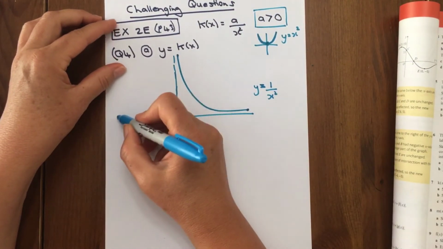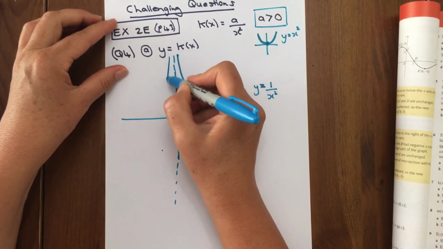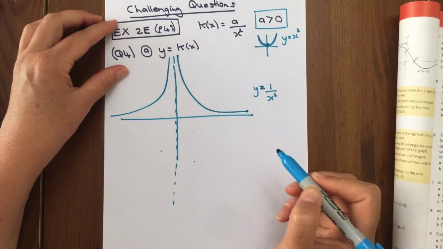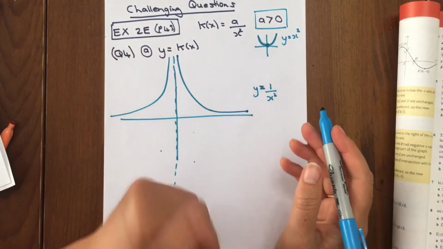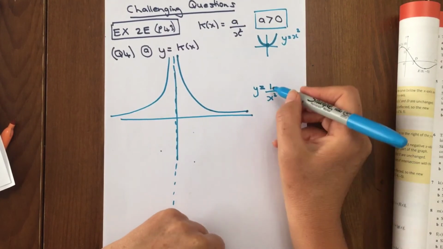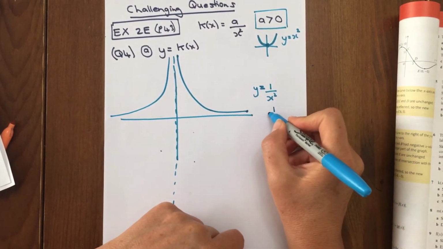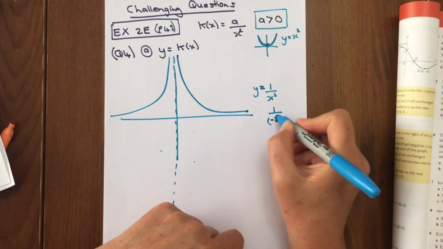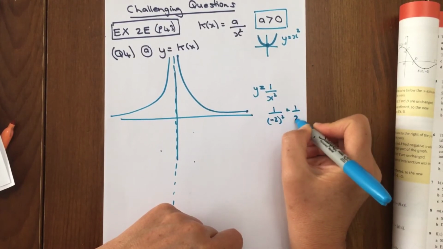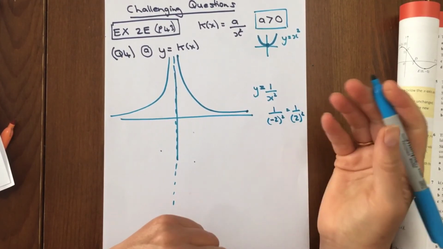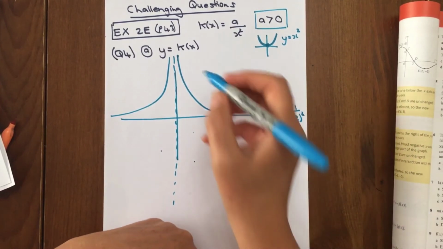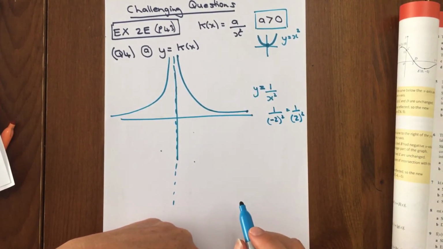And exactly the same would happen if x was negative. Yeah, I'd get an exactly symmetrical shape because if you think about it, 1 over negative 2 squared is the same as 1 over 2 squared, i.e. a quarter in each case. So that's the shape I get.